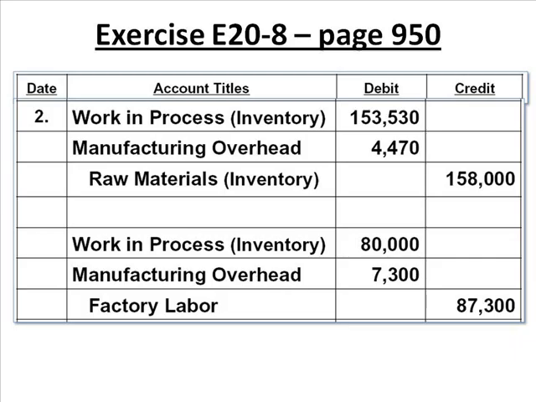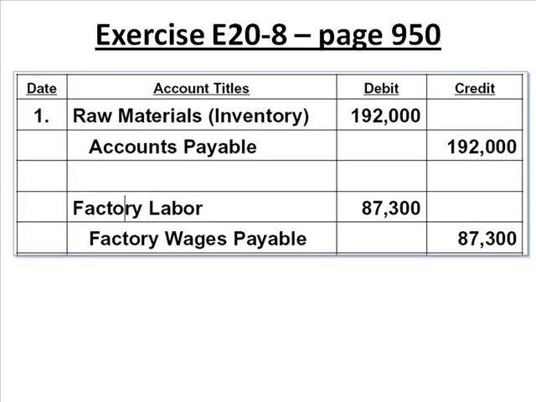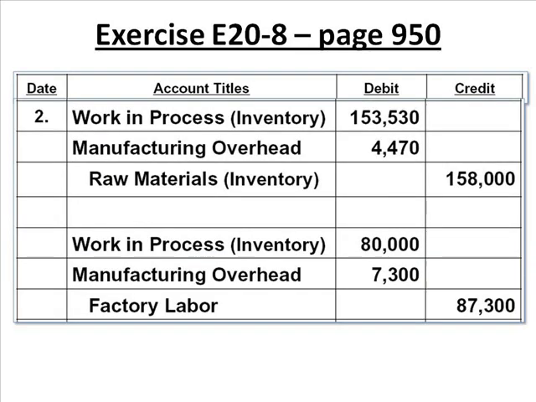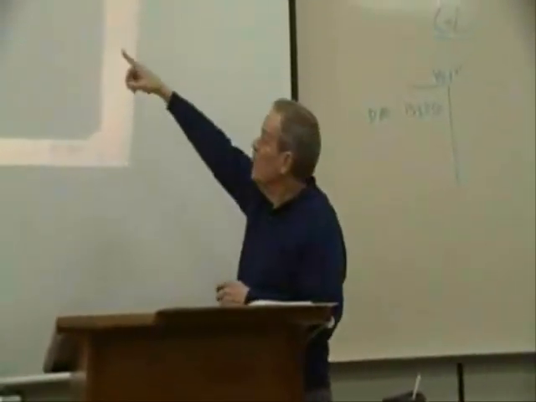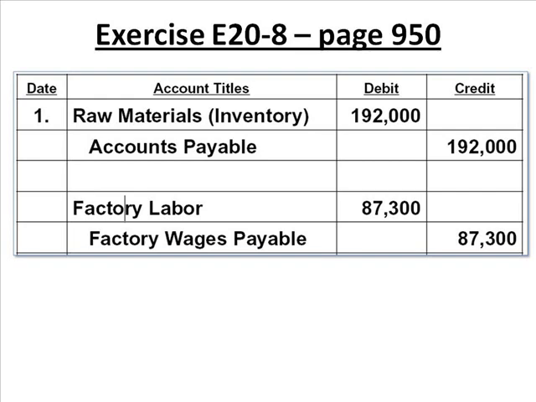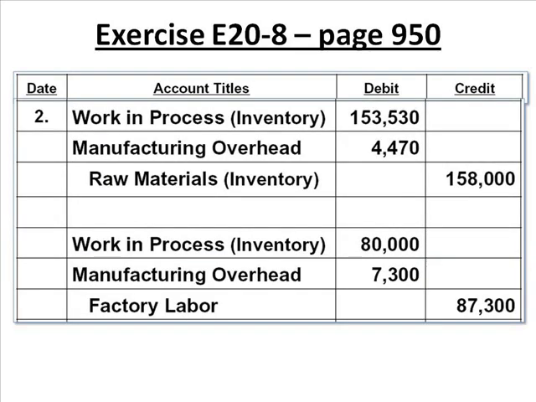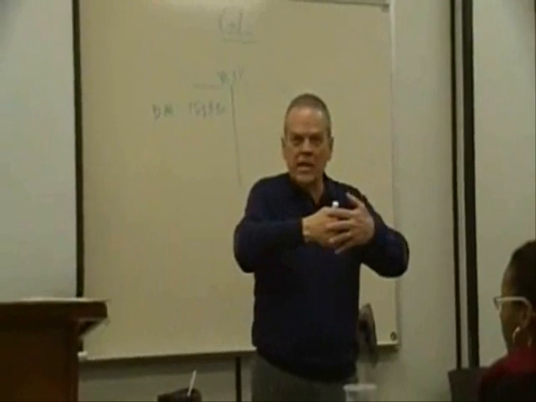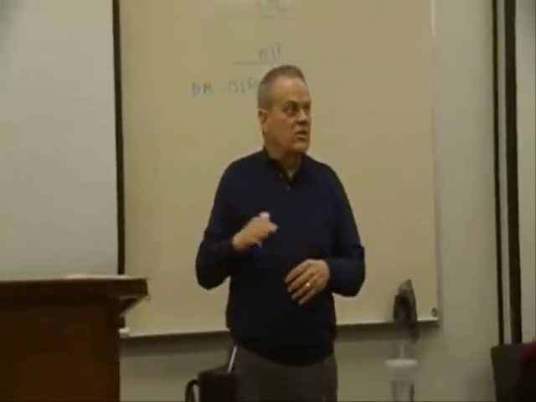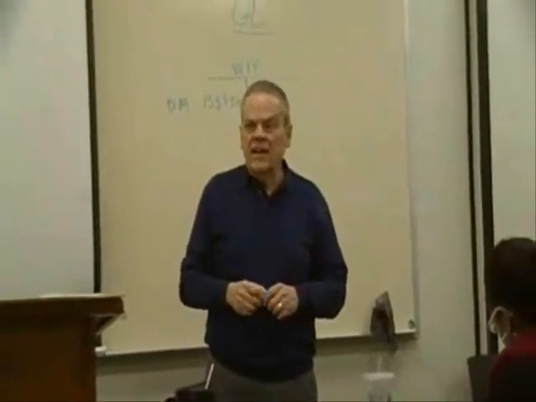Would somebody look with me at the factory labor account right this minute? Brandy, have you posted this credit to factory labor mentally? Well, go ahead and do that now. A minute ago, we debited factory labor for 87.3. You just credited it for 87.3. What's the balance of factory labor right this minute? It's an accumulation, distribution kind of an account. It ought to zero out. There should be nothing left in that account.